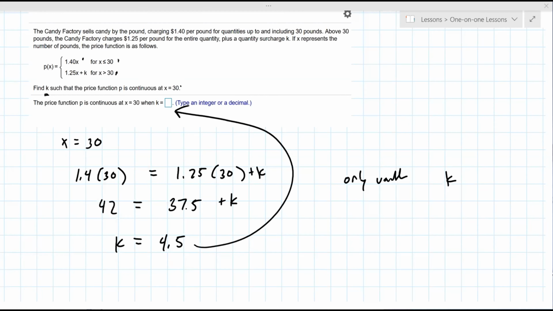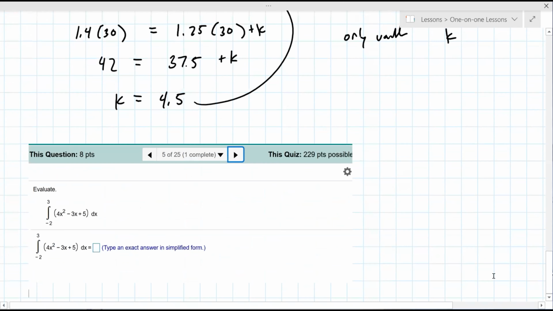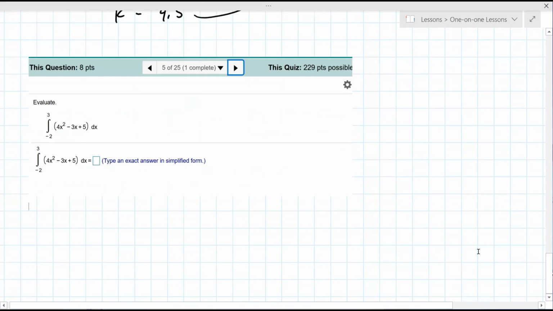All right. We've got question 5. Evaluate this integral. So this integral is undoing of the derivative, and if you don't remember, the integral of x to the n is x to the n plus 1 over n plus 1. So whatever the exponent is here, you just add 1 to it and put it down here.